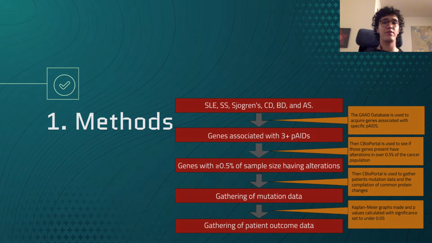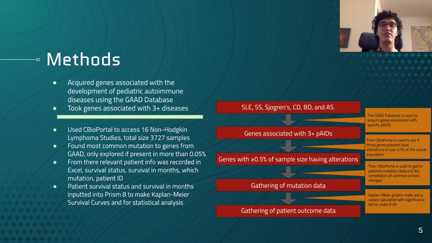So the methods, how did we do this? First we acquired the genes associated with the development of pediatric autoimmune diseases using the DAD database. This text mines the entire PubMed database to look at papers that suggest a link between a specific gene and an autoimmune disease. Then we took genes associated with 3 or more diseases.